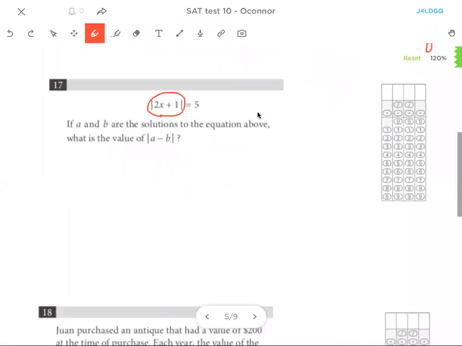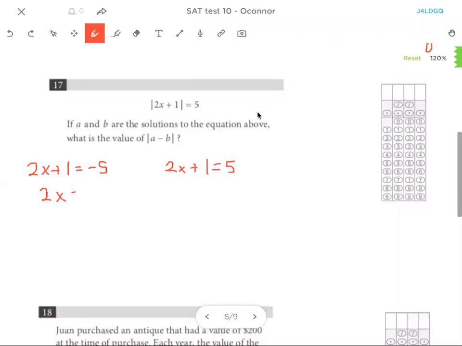So we have the absolute value. Well, remember, absolute value means distance. So the stuff that's inside here, the stuff that I have highlighted, could either equal -5 or +5, and that would be a true statement. So those are going to be the two equations we're going to write. 2x plus 1 is equal to -5, or 2x plus 1 is equal to +5. So we're going to write that as two equations. And then we're going to solve both of them, and those are going to be my A and B solutions.